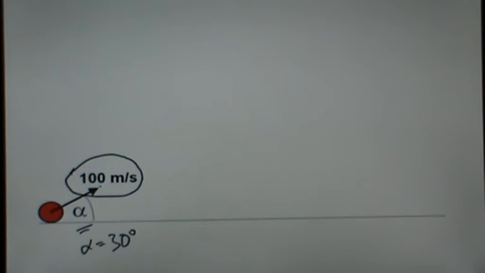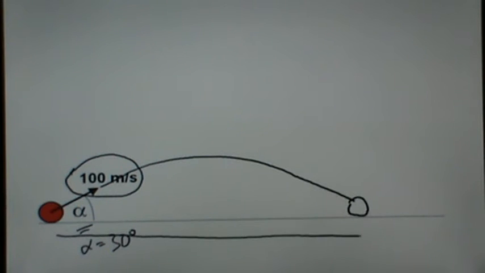Here we have a ball and it's fired so that it has an initial velocity of 100 meters per second with angle alpha, and alpha is 30 degrees. And we are asked to find the maximum horizontal distance when the ball reaches the ground. So this is the maximum horizontal distance. Let's call that x max. And also the maximum height here, or let's call it y max.